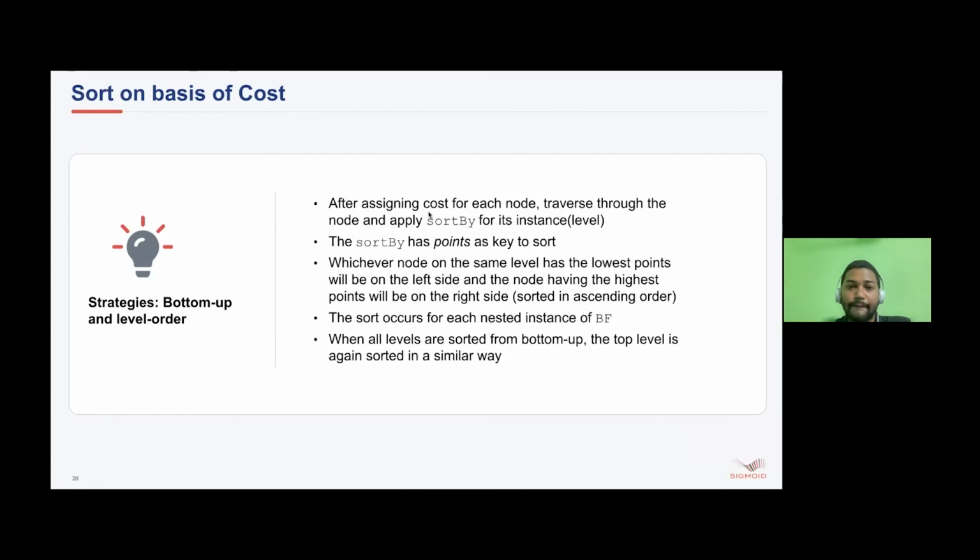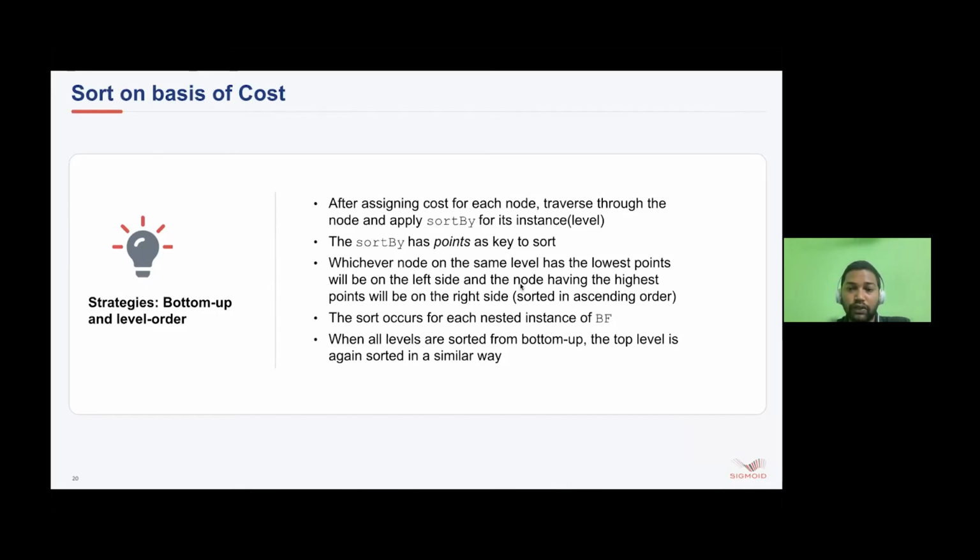So we already have assigned the cost for each node. Now we'll sort by that point as a key, right? So whichever node on the same level has the lowest points will be on the left side, and the node having the highest point will be on the right side. So it will be sorted in ascending order. Then the sort occurs for each nested instance of BF.